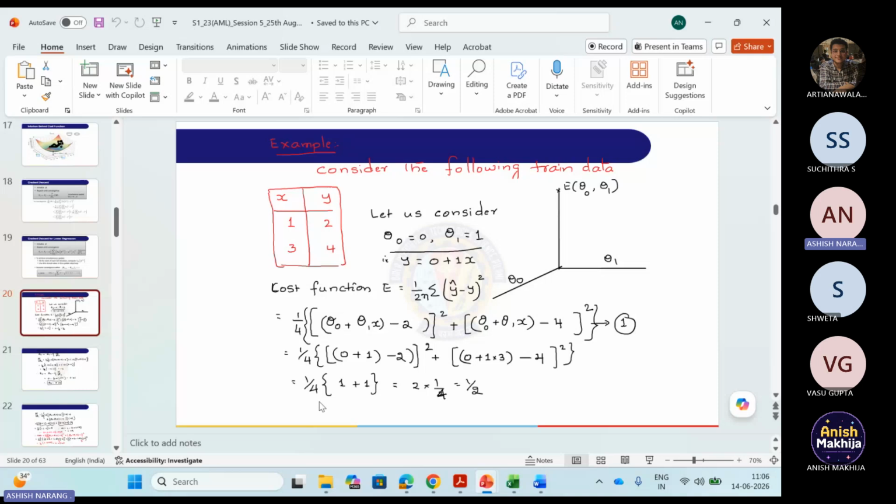So you remember our cost function, 1 by 2n. n is 2 here because I'm taking 2 points in the data set just to explain how things actually work. So 1 by 4 multiplied with 2 is 1 by 2. So now you see my cost function has a value of 1 by 2 at this theta 0 and theta 1. The cost function error is 0.5. It is showing me 0.5 value. Make sense?